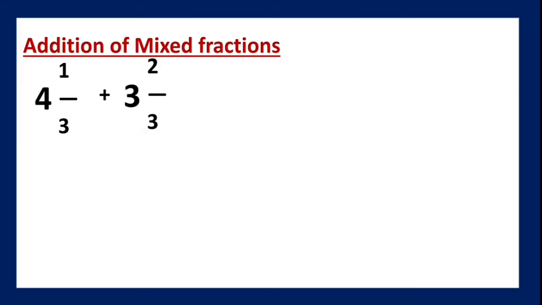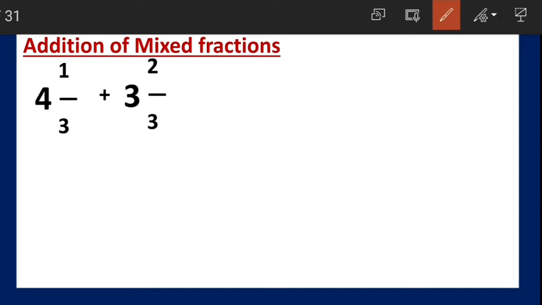Addition of mixed fractions. 4 1 by 3 plus 3 2 by 3. First, know the meaning of the mixed fraction 4 1 by 3. Observe that in 4 1 by 3, that means 4 wholes we have to consider 1, 2, 3, 4, and fifth one. For the fifth one, divide it into 3 equal parts. Out of that, take one part. And these 4 parts we have to take completely.